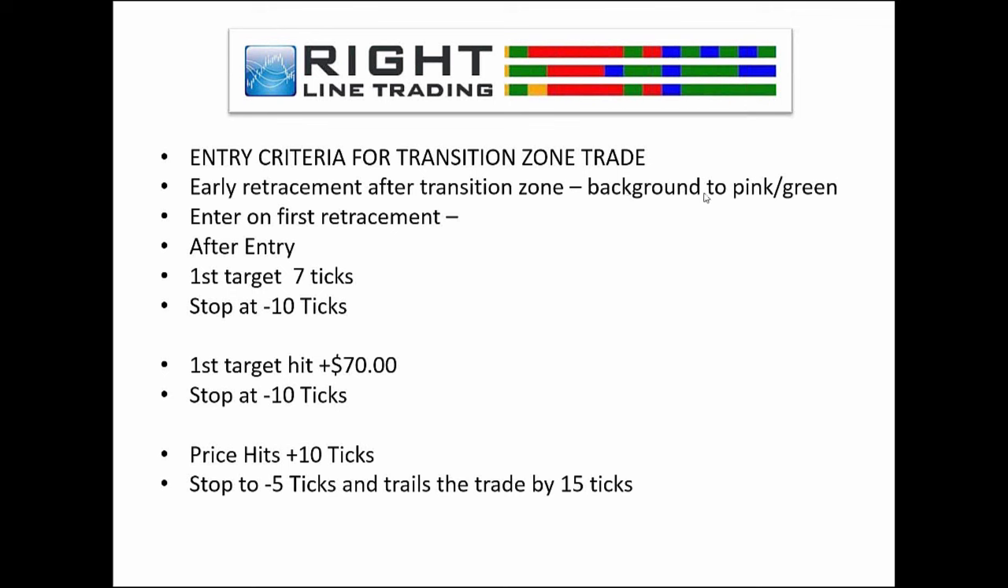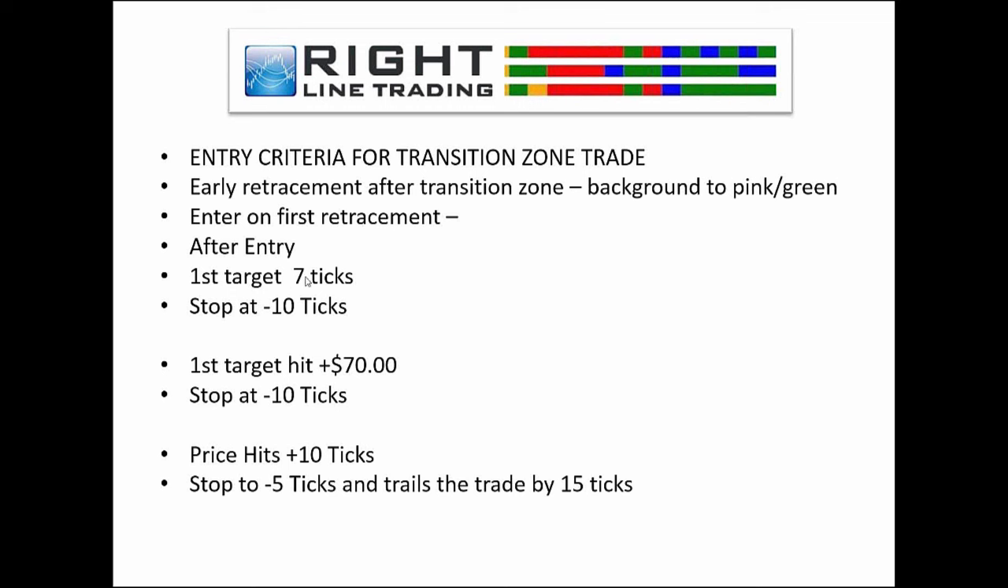The background goes to pink, 2 higher time frames to the downside, all support broken, or green, 2 higher time frames to the upside, all resistance broken. You enter on the first retracement after the entry. You're trading futures. The first target is 7 ticks. Your stop stays at -10. Hit your first target, your risk for $30.